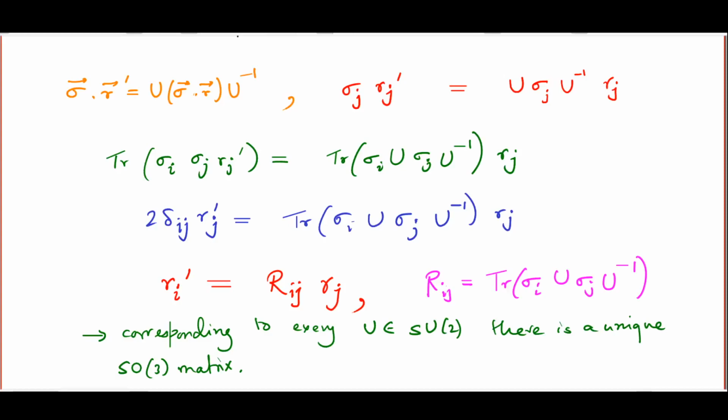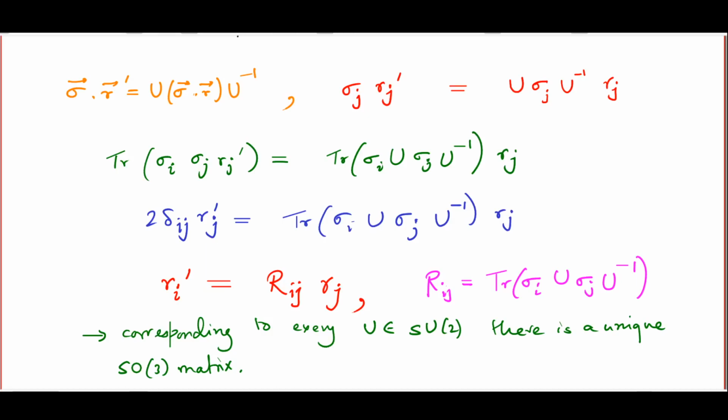It is quite simple to find out the coefficients of the corresponding rotation matrix. All you have to do is start with our relationship sigma dot R prime equals U sigma dot R U inverse. Express that in terms of components, that is, sigma dot R prime becomes sigma j Rj prime and the right hand side becomes U sigma j U inverse Rj. Here we are obviously using the Einstein summation convention, and we have also taken the Rj, which is just a number, across the matrix U inverse.